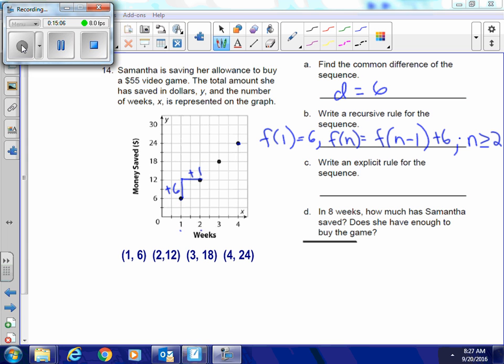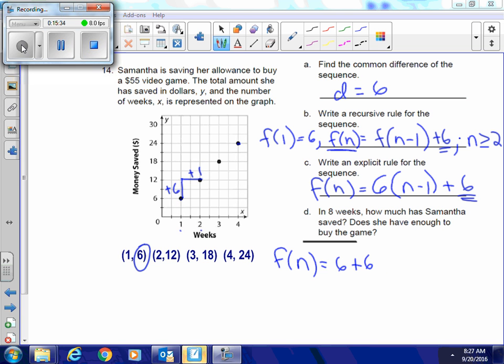Now to turn this into the explicit rule, the common difference now becomes our multiplier. And we start with getting every term. F of n is equal to our common difference times n minus 1 plus 6. This 6 here is our first term. I could have written it this way. F of n equals 6 plus 6 times n minus 1. That would be consistent with the way I did on other problems. That's another way to put in the answer for part C.